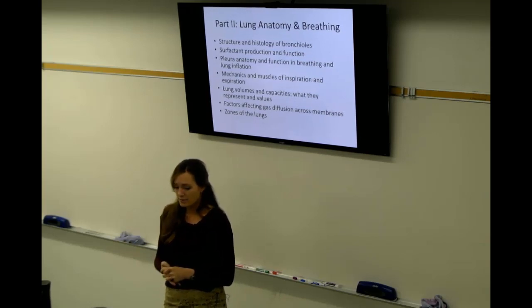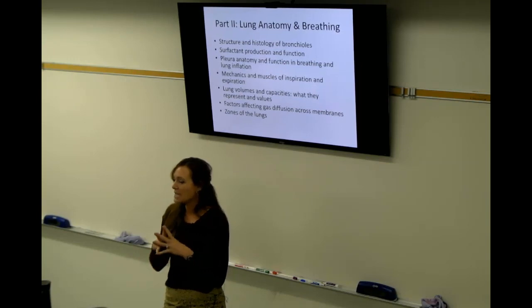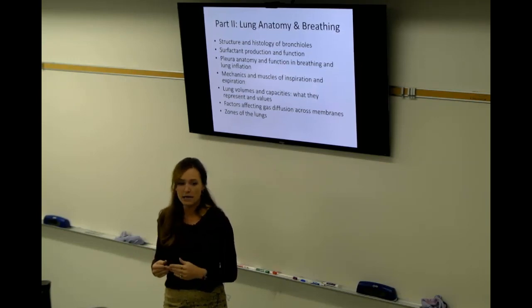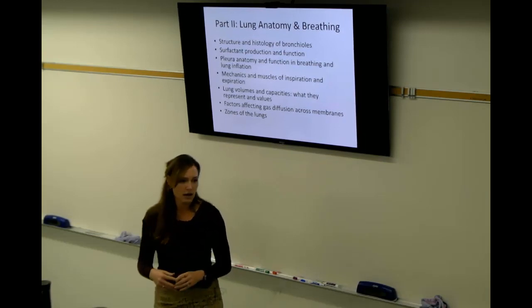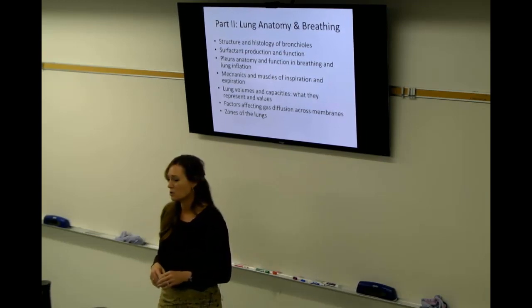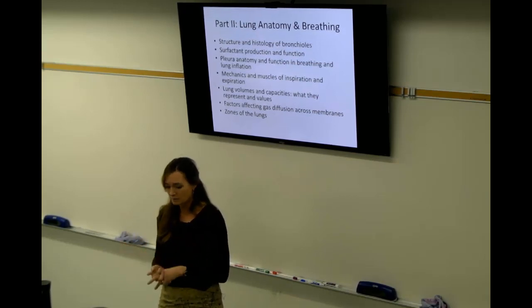Then, let's see, surfactant production. We talked about surfactant already. I jumped ahead. So surfactant production prevents collapse of the alveoli. It's a concern only in babies that are born a couple weeks early, because they often don't have enough surfactant. That's known as respiratory distress syndrome for those babies. So they're given an aerosolized version of surfactant so their lungs don't collapse.